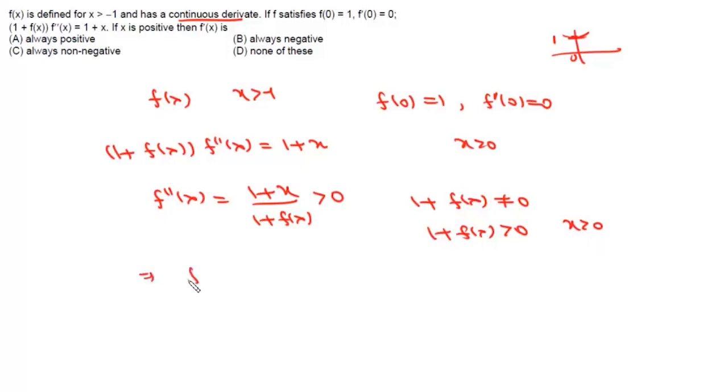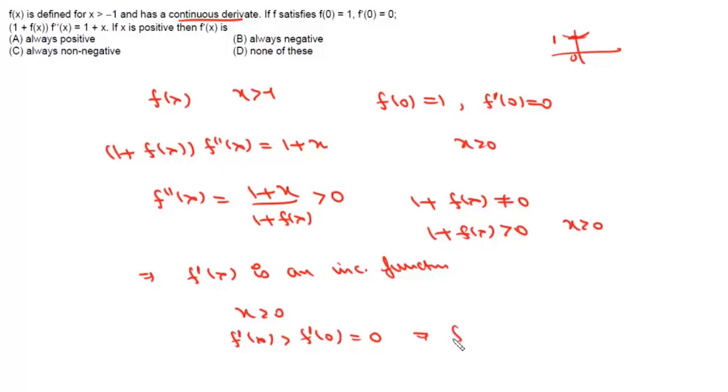Now it implies that f dash x is an increasing function, and if x is greater than 0, then f dash x will be greater than f dash 0 as this function is increasing, and the value of f dash 0 is 0. So from here we can say the value of f dash x is always greater than 0. That means f dash x is always positive, and that's your option A.